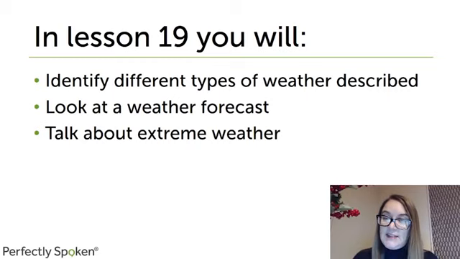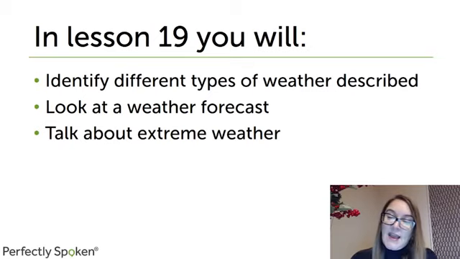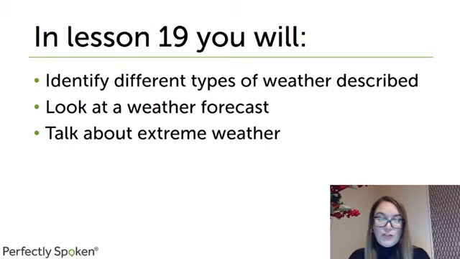So in today's lesson, we are going to identify different types of weather. So we're going to have a look at some vocabulary that's commonly confused. We'll compare different pairs of words and see if you can understand what the different type of weather is. We'll have a look at a weather forecast together. And finally, we will move on to talk about extreme weather and the natural disasters that this can cause.